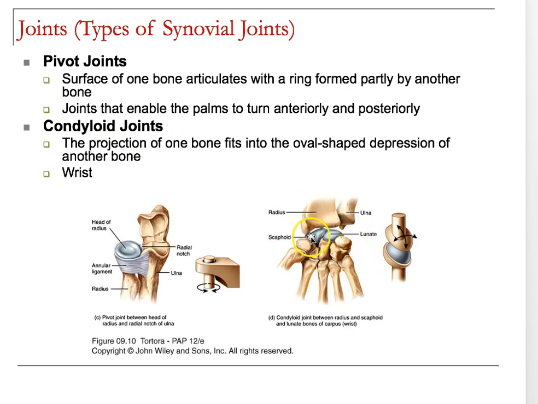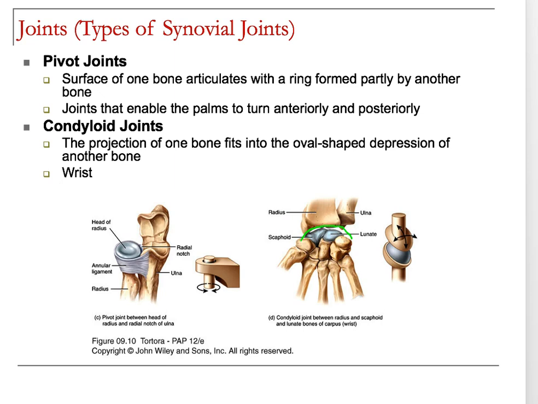As well as condyloid joints, the formation here of an angle of that scaphoid and lunate bone with the radius and the ulna of your forearm allows for notice how if I put a line here, in fact, I will draw the line for you, okay, in green. It creates a cone. It creates a condyloid structure, an oval-shaped depression inside the bone here that accepts the sum of those bone structures.